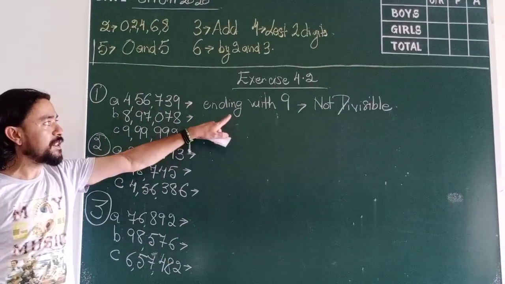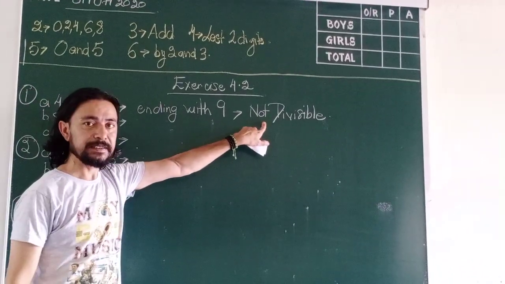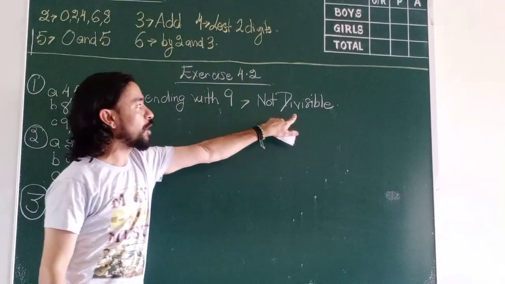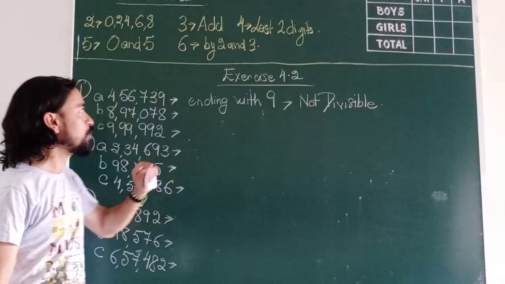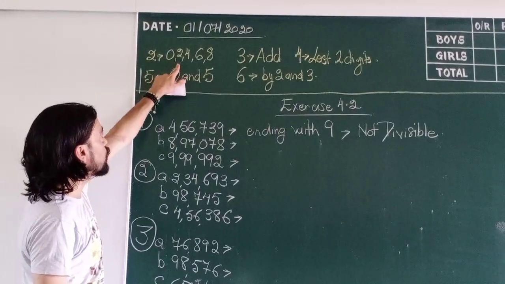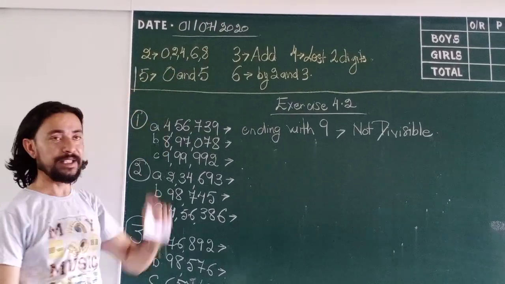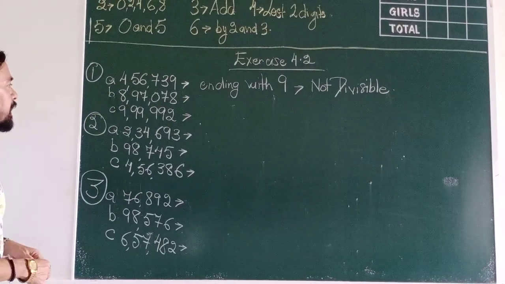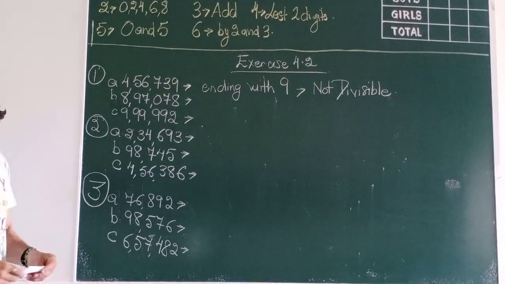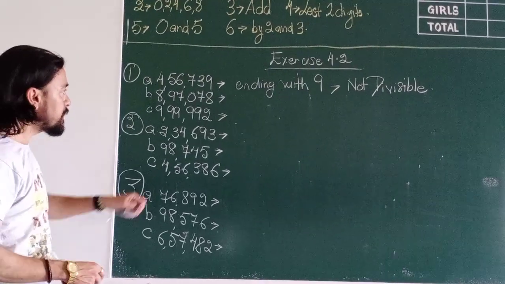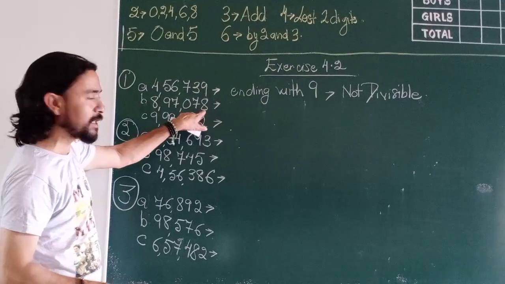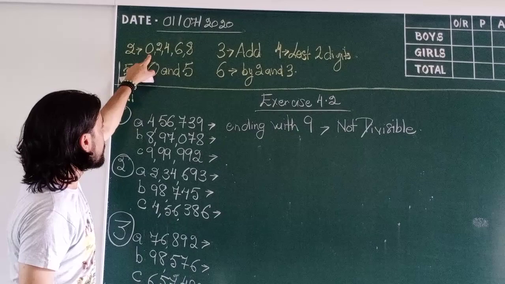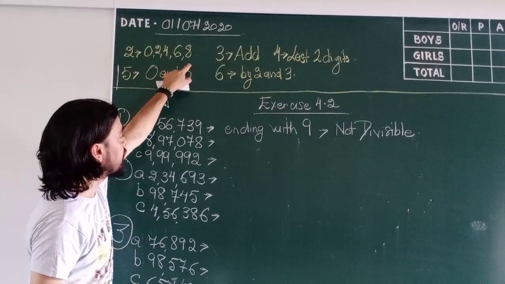You have to give the reason first and then the answer. Because it is ending with 9, it is not divisible. Because for it to be divisible, it should end with 0, 2, 4, 6 or 8, no matter how big the number may be. The next number that I have is 8,97,078. This is divisible by 2 because as you can see, it is ending with 8. Test of divisibility by 2 says it should end with 0, 2, 4, 6 and 8.